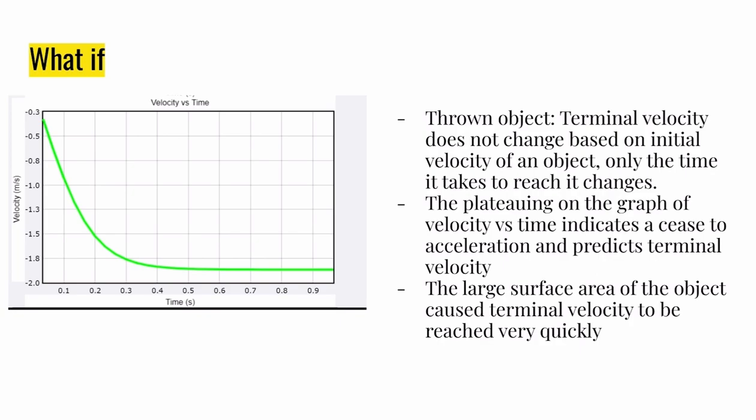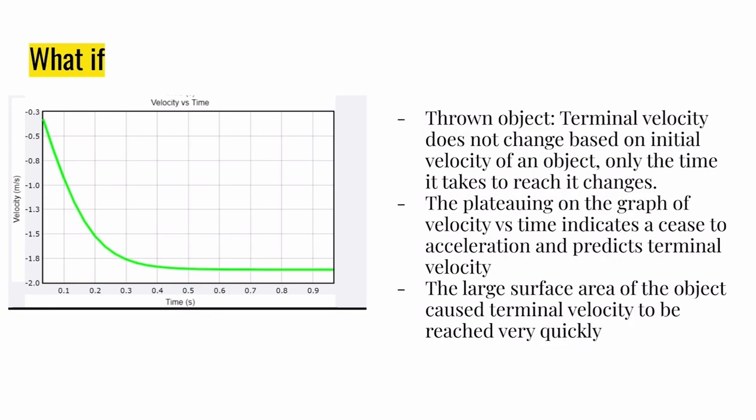And so another question was, do any of these models predict terminal velocity? The velocity versus time graph of the computational model that accounted for drag does appear to predict terminal velocity. As we see the velocity begin to plateau at the bottom, it sort of looks like an exponential decay. And this plateauing indicates a cease to acceleration, and it does seem to predict terminal velocity.